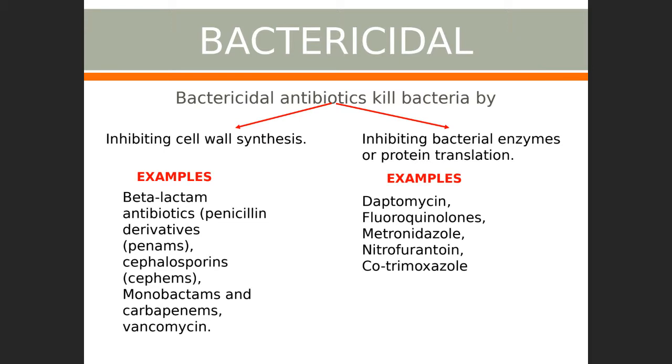There are numerous examples depending upon the exact mechanism of action. For example, the drugs which inhibit cell wall synthesis are penicillins, cephalosporins, monobactams, etc. Whereas the drugs which target the bacterial enzymes or proteins are fluoroquinolones, metronidazole, cotrimoxazole, etc. So this is the basic mechanism by which the antibiotics kill the bacteria.